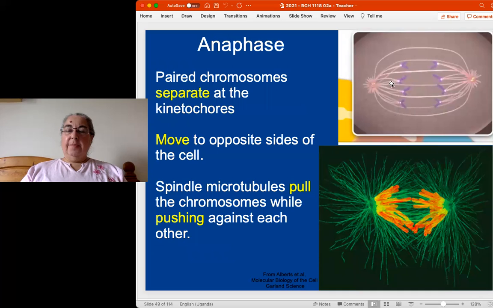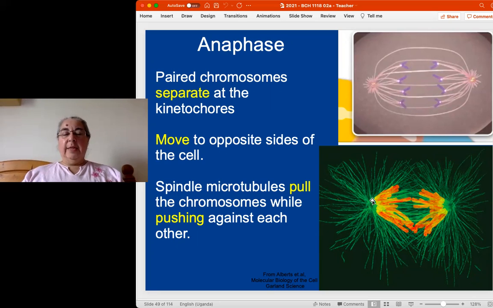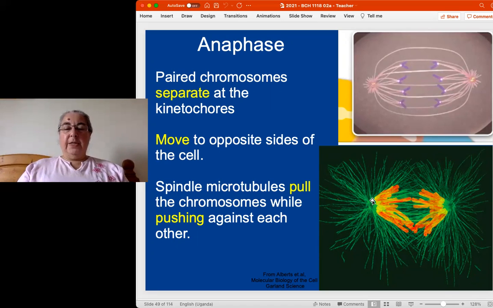So here is our animation diagram, and here is our actual electron micrograph. So you can see that the chromosomes are being pulled towards the two spindle poles. And we'll talk in a little while about exactly how this movement can happen. It's a process of pulling and pushing against the microtubules of the spindle.